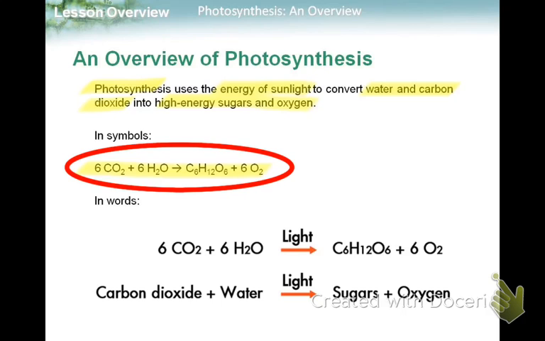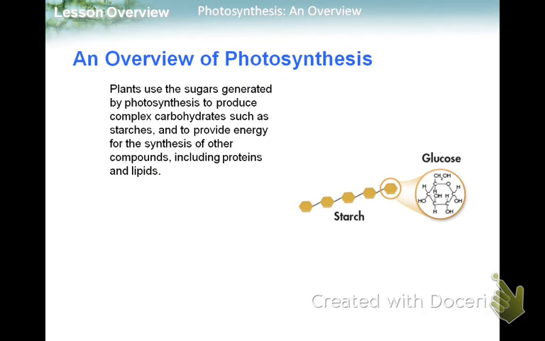So what we have here is carbon dioxide, and that 6 means 6 molecules of carbon dioxide, and water, 6 molecules of water. Light is our catalyst. If you remember from chemical reactions, when we studied those at the beginning of the school year, the catalyst that remains unchanged goes above the arrow. So light's not part of the reaction, it drives the reaction. And what we get is a molecule of glucose. This is glucose. And 6 molecules of oxygen. And then plants use these sugars generated by photosynthesis to produce complex carbohydrates like starches and to provide energy for the synthesis of other compounds like proteins and lipids.